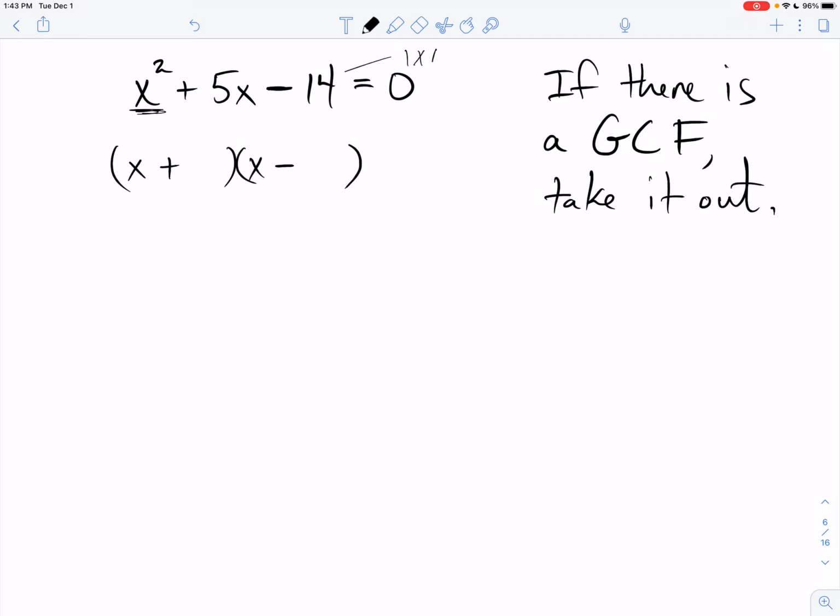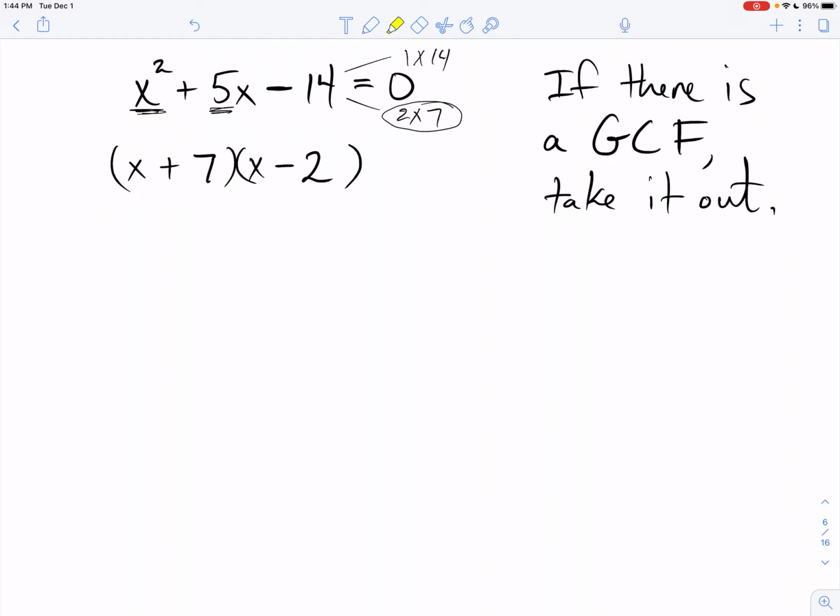Well, it's either 1 times 14 or it's 2 times 7. Now look at this. Think about it. 2 times 7 is 14, and 7 take away 2 is 5. You might not have factored in a while, but I'm going to give you a little hint. That's the answer for factoring it, but that's not the answer to my equation.